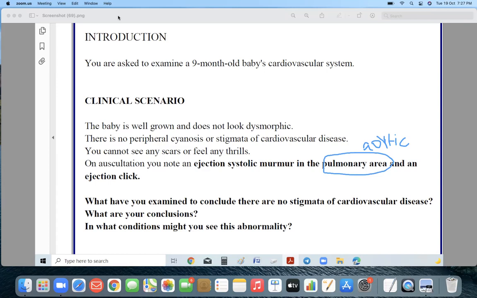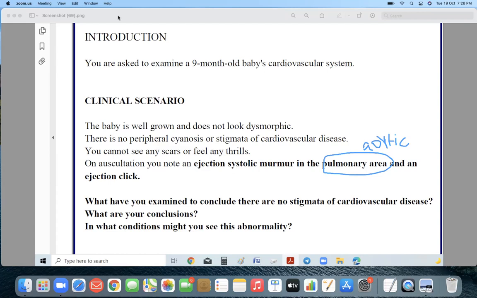Thrill is like a voice, which we are feeling. We are not listening to the thrill, we are feeling the thrill actually. We palpate and then we can find it. Okay, no problem. How can you investigate your case?